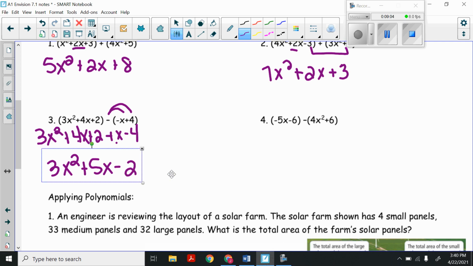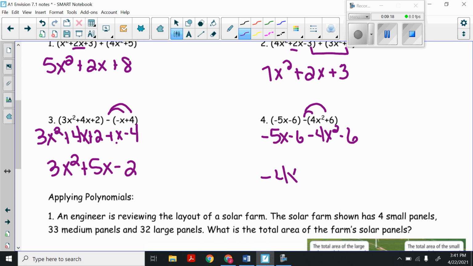So again, over here, negative 5x minus 6 minus 4x squared plus 6. So first thing I want to do is distribute this negative to everything in parentheses. So I get minus 4x squared minus 6. X squared is the biggest. It's the only one I have. So negative 4x squared minus 5x. Negative 6 and a negative 6, minus 12.